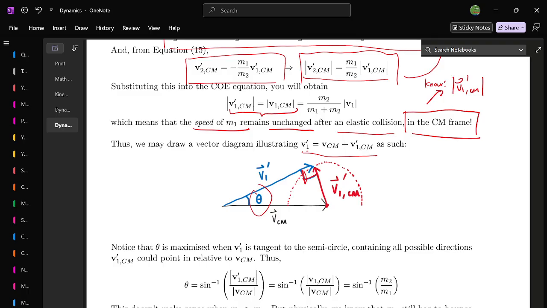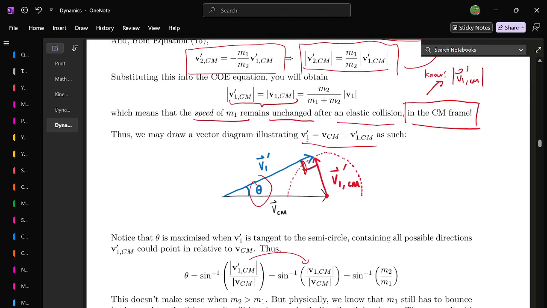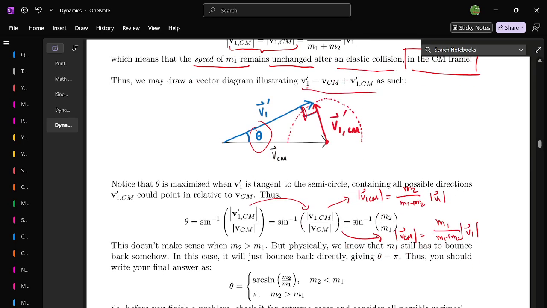You get theta equals to sine inverse of this, and because this equals to this, you get this sine inverse of this. And from the above relation, or actually from just substituting in, because v1 cm equals to m2 over m1 plus m2 v1, and vcm equals to m1 over m1 plus m2 v1. By just doing this, you will get that theta equals to sine inverse of m2 over m1.